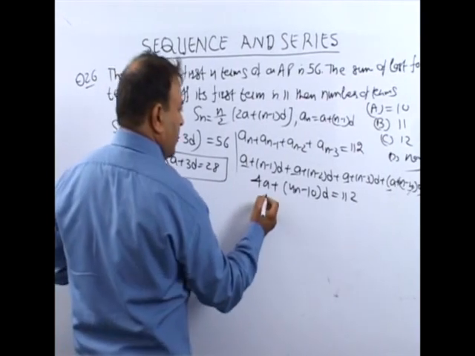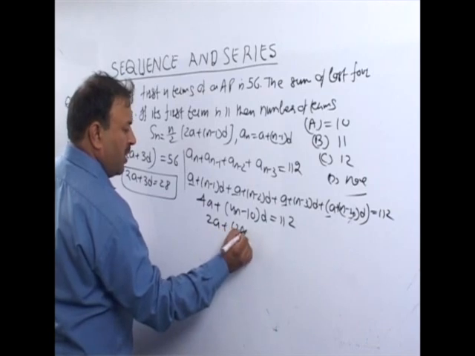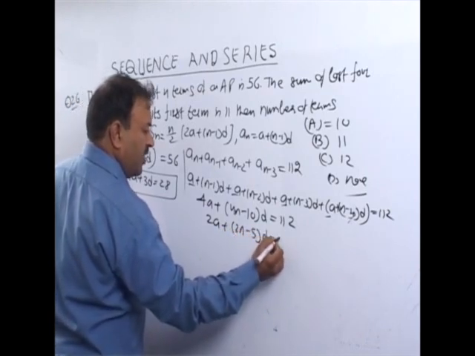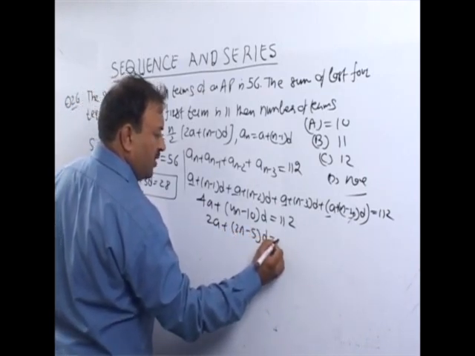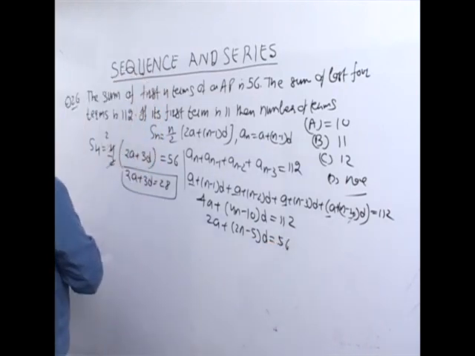Now dividing by 2, I get 2a plus (2n minus 5) into d is equal to 56. Now I got this equation.